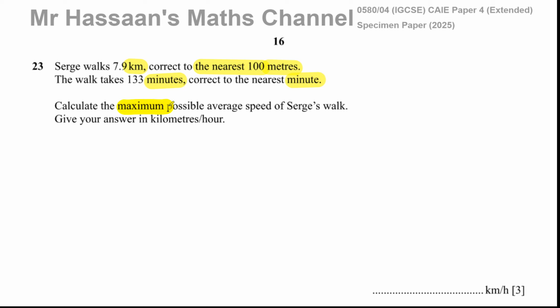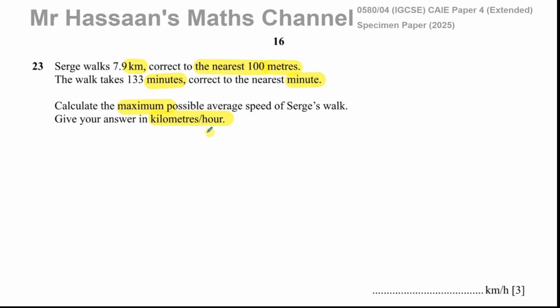Calculate the maximum possible average speed of Sergey's walk. Give your answer in kilometers per hour. All right, so we need to give the answer in kilometers per hour. This is given in kilometers, this is given in minutes, so we take note of that as well. That's minutes, that's hours, so we have to do some conversions here eventually.